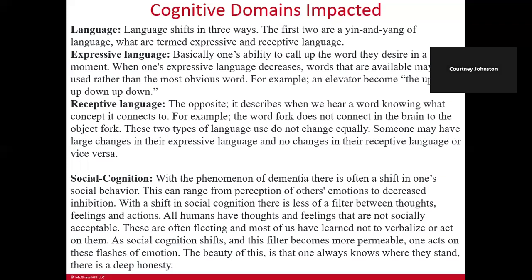Somebody might have large changes in expressive, but no changes in receptive, or vice versa. And then there's also social cognitive declines. When somebody has dementia, it can shift their social behavior. This can range from perception of others' emotions to decreased inhibition, and there can be less of a filter between thoughts, feelings, and actions. And so they may not literally censor or filter the things that they do or say.